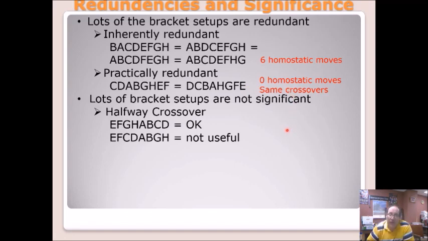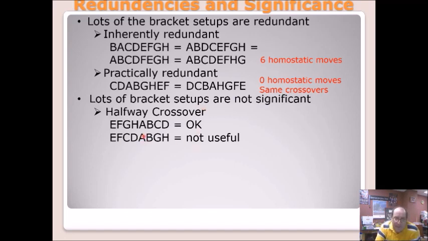The other thing we learned in our tournament of 16 is that even some of the unique bracket setups are not all that interesting or significant. The biggest problem that you have is partial crossovers or halfway crossovers. So if you look at something like EFGH, ABCD. If you start with ABCD, EFGH, and start with a homostatic approach, what you've done is you've taken everybody from the bottom and moved them all to the top. 4 from the bottom, now you have 4 on top, and you've moved all 4 of them.